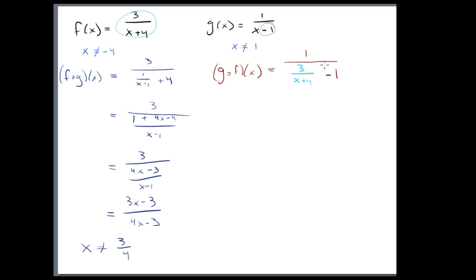But this is kind of hard to simplify. 3 over x plus 4 minus 1. So I'm going to take this minus 1 and rewrite it as 1 times x plus 4, so that's minus x plus 4 over x plus 4. Just like over here, we take this 4 and we rewrite it as 4 times x minus 1 over x minus 1. We rewrite it as 4x minus 4 over x minus 1, which is where this 4x minus 4 came from.